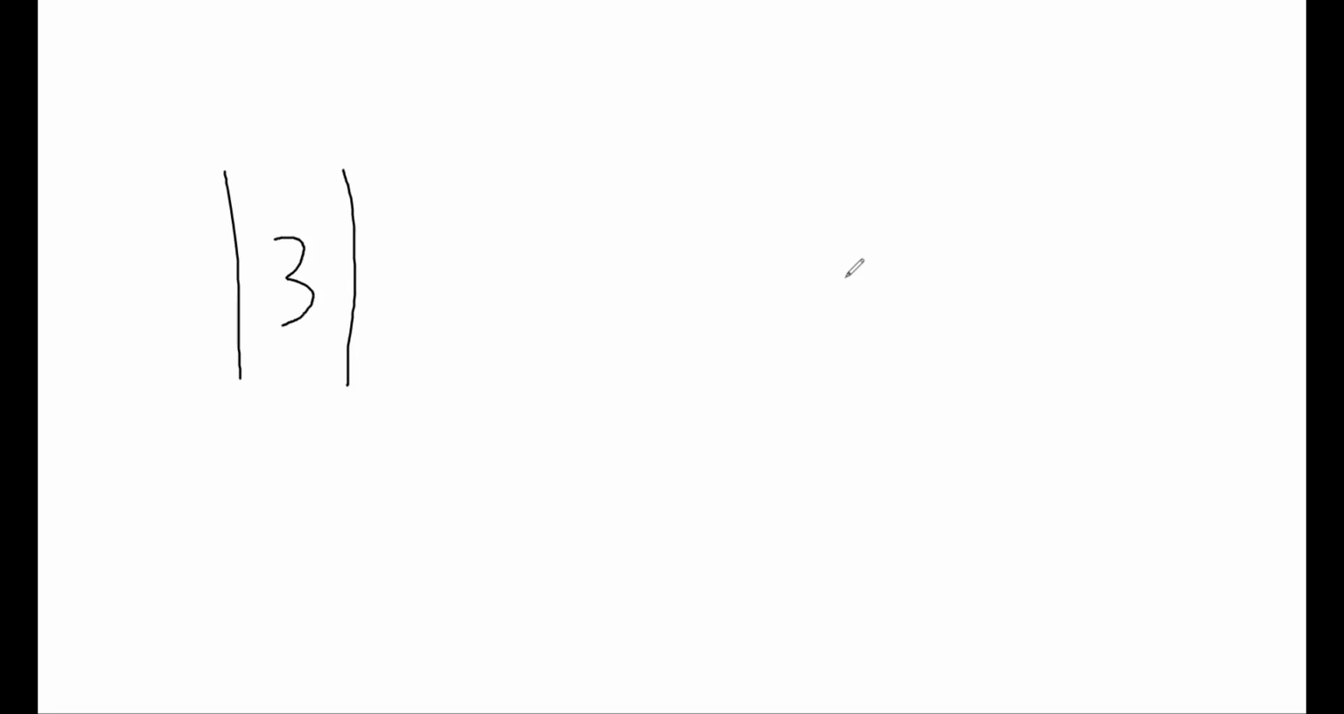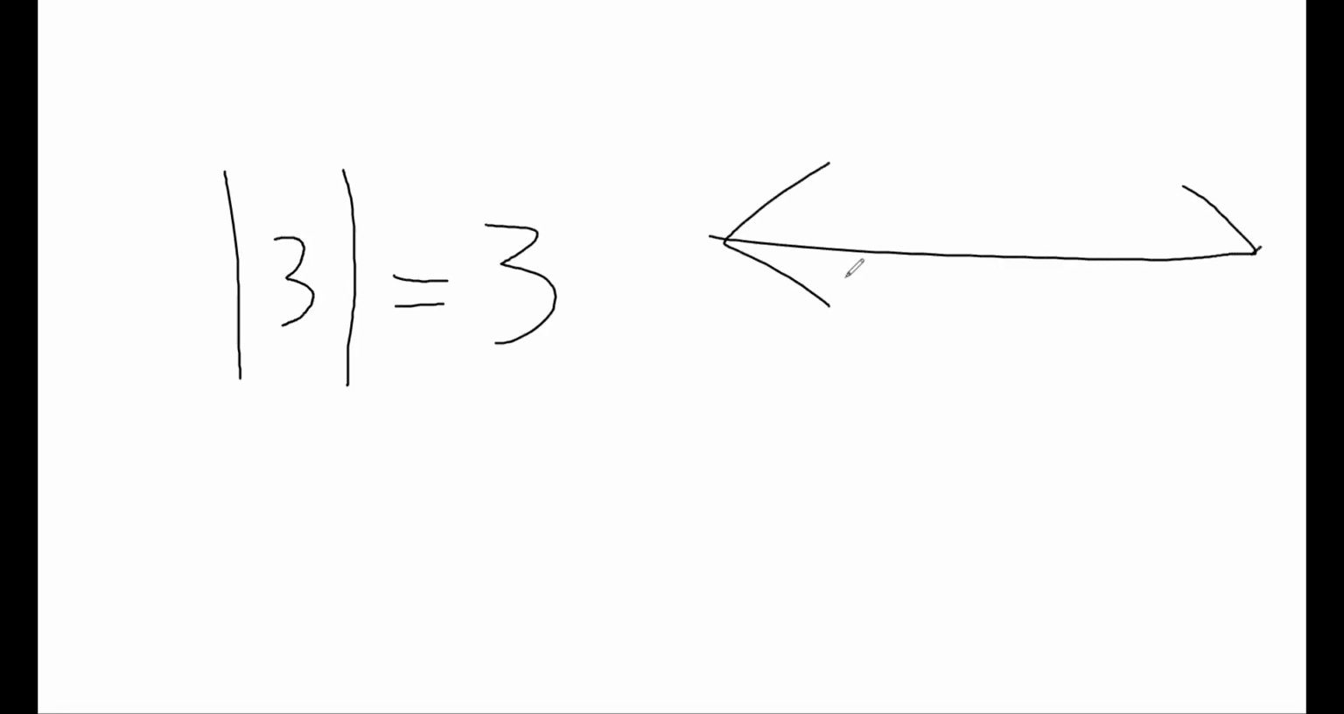There's no trickery to it. How far away from 0 is 3? 3 units, exactly. Look on your number line. We'll put 0 a little over here. Here's 1, here's 2, here's 3. 3 is uno, dos, tres units away from 0. So the absolute value of 3 is 3.